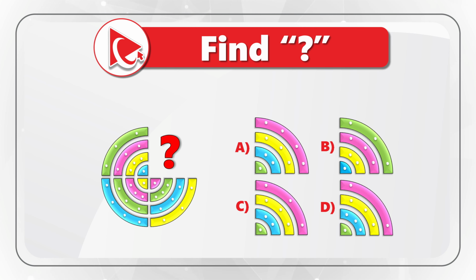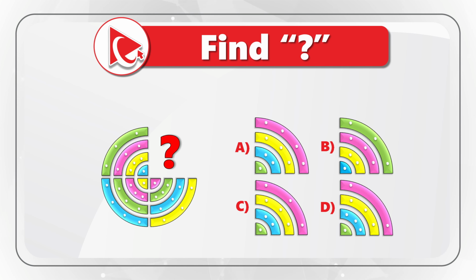Then we move to the 7 o'clock segment, and you see that the blue one has 4 dots. Next one, the green segment, has 3 dots again, which means that the missing section should have 4 dots. Knowing these 2 patterns, let's select the missing section.